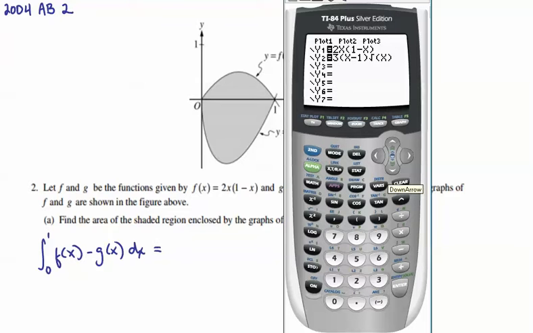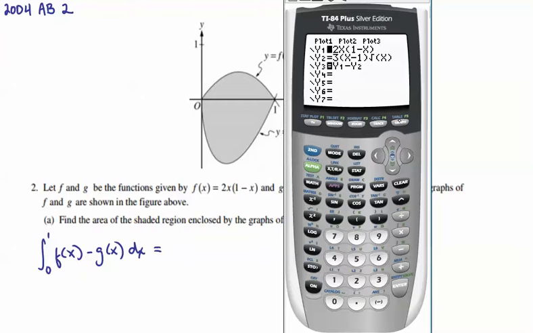So what I'm going to do is leave the two that are there alone, and I'm going to set up a new function, which is y1 minus y2. So I go to variables, then to y variables, then to y1, then minus, variables, y variables, function, and y2. Now I'm going to turn off the other two functions, and we do that by placing the cursor on the equal sign and toggling it. So you can see it's unhighlighted, which means it doesn't show up there.